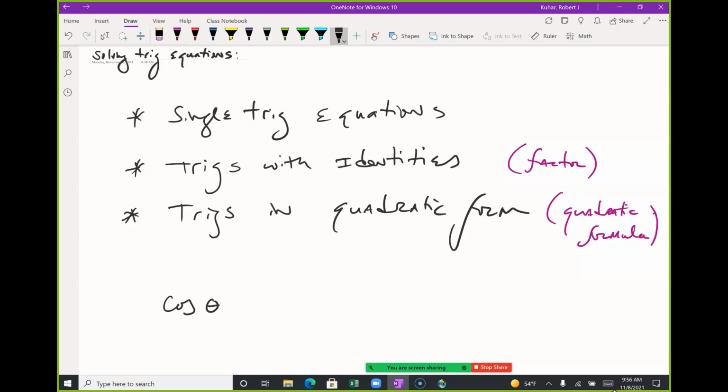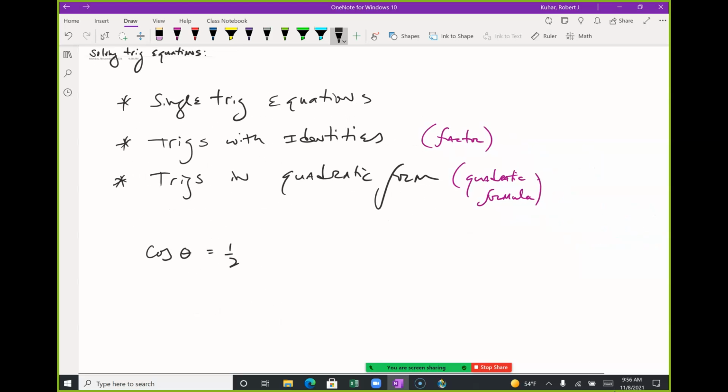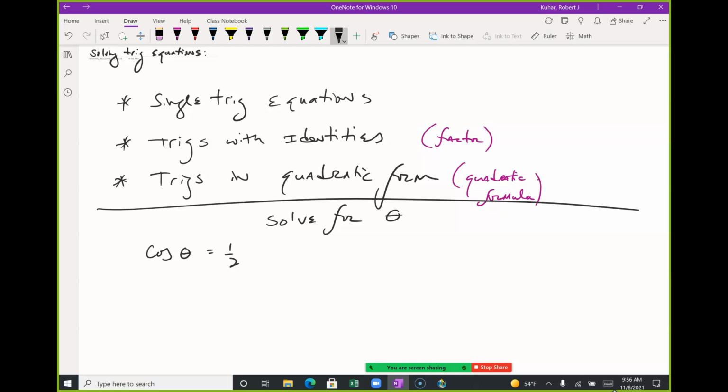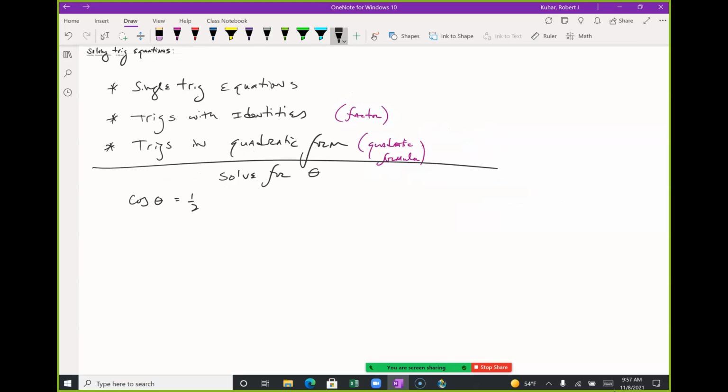So we want to look at something like cosine of theta is 1/2. So this is a single trig, right? So we're saying solve for theta. Okay? Yes, you with me? Good. I should already know what my reference angle is. When is cos of theta equal to 1/2? Pi over what? Over 4. No.